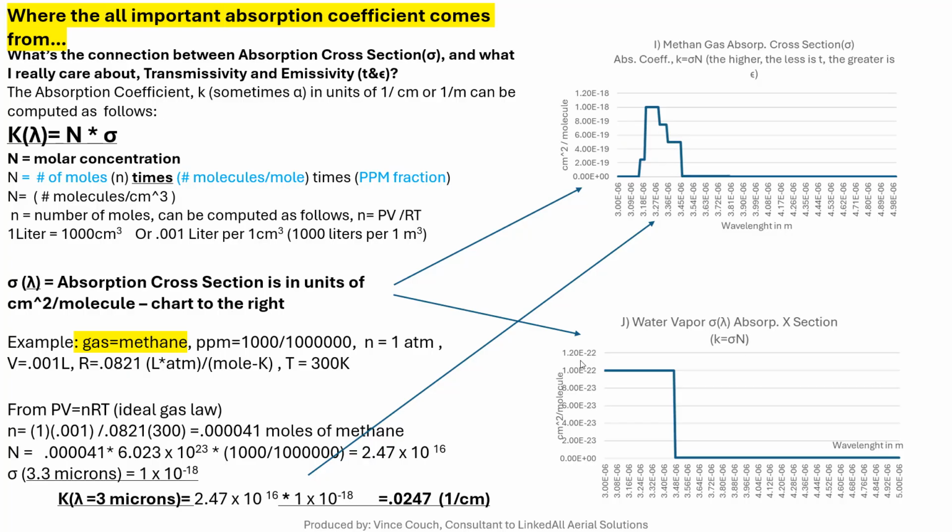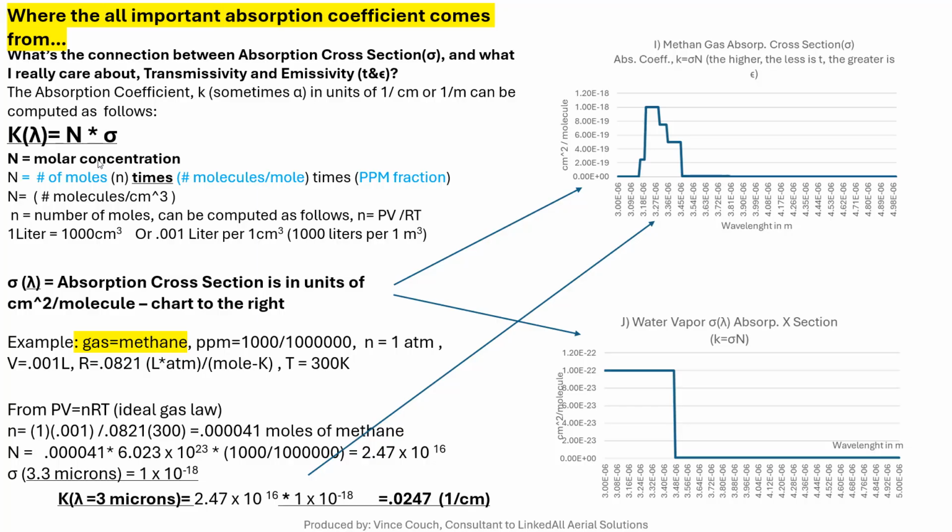I just downloaded this from a science website. So what is molar concentration? Well, it's defined as the number of moles of the gas times the number of molecules per mole, that's Avogadro's number, 6 times 10 to the 23rd, times the ppm fraction. That's something we have to input into this model. So ppm is entered, and this is a number, 6 times 10 to the 23rd.